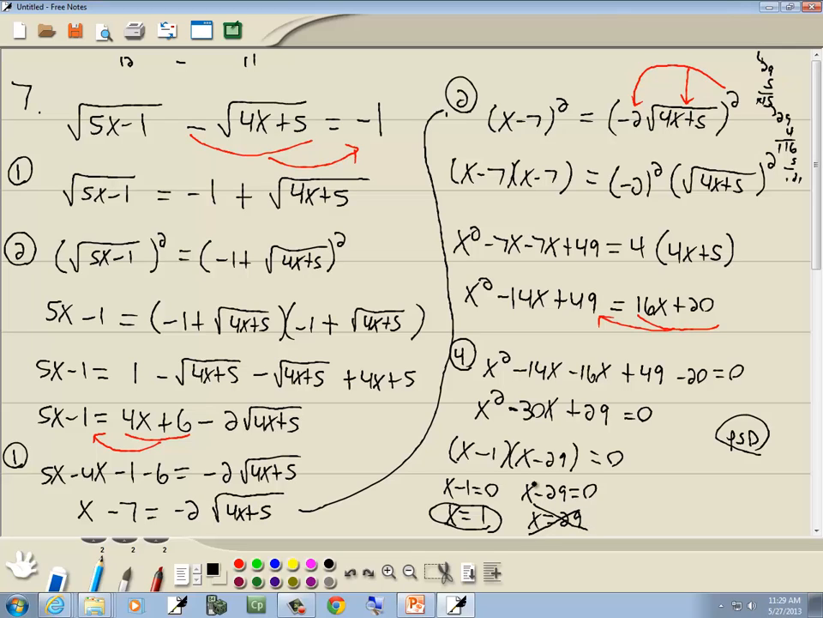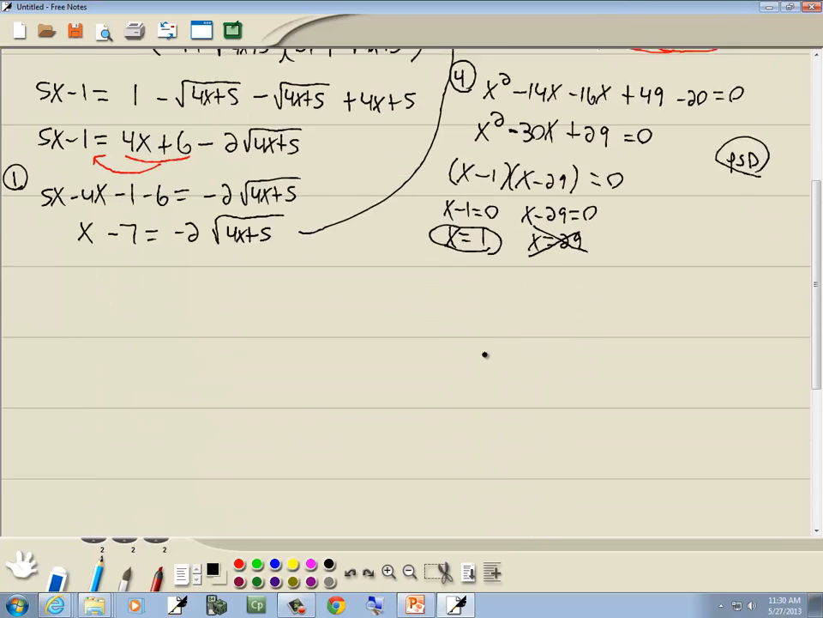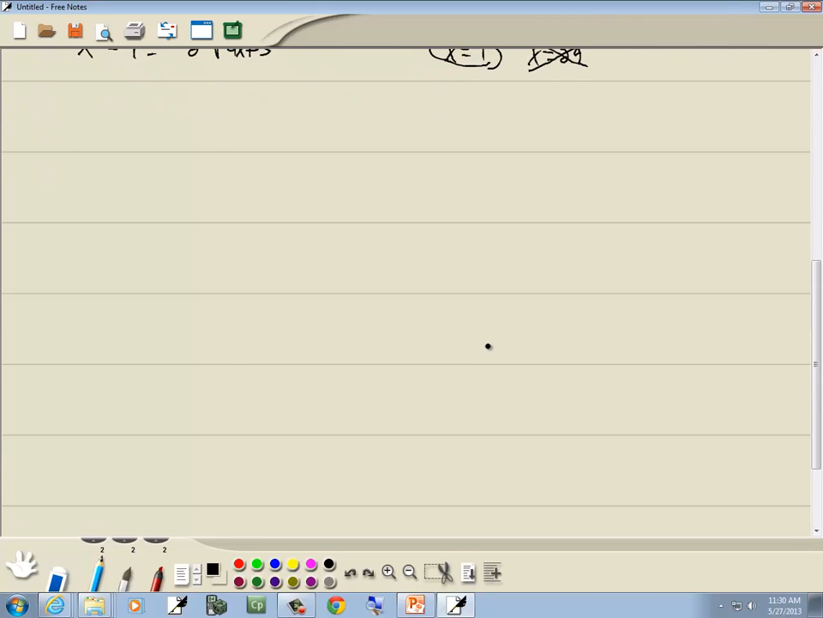Let me double check my math here real quick. 5 times 4 is 20... Okay. Where's my calculator? No calculator. How can that be? Okay. 29 times 5, 145 minus 144 is 12. Okay, that checks. 116 plus 5 is 121. Yeah, that's okay. So that one doesn't check. So our only answer is x equals 1. This is an example of showing where 1 doesn't work.